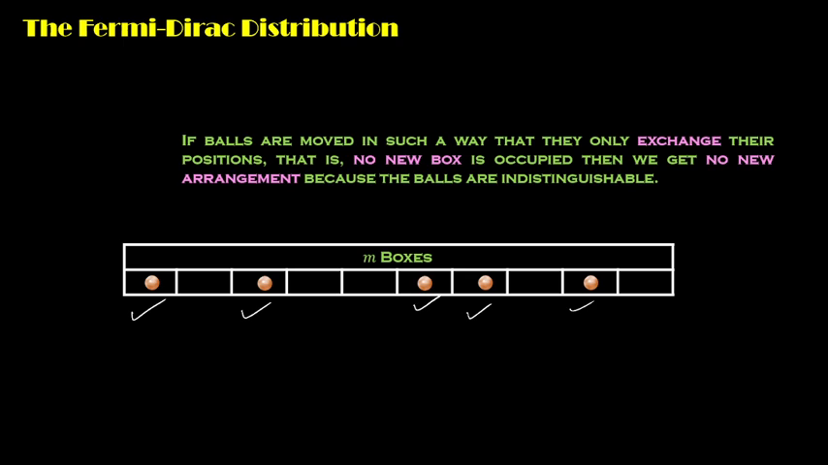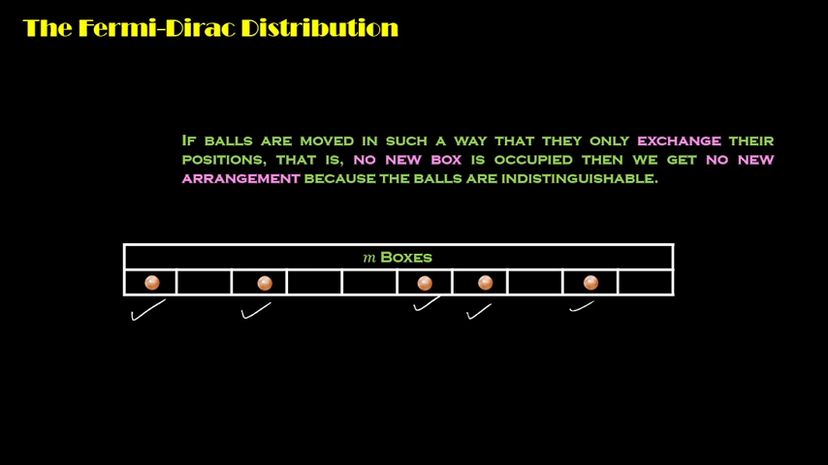Now if we move the balls from one box to another in such a way that there is only an exchange of position of balls, meaning a ball has been transferred from one occupied box to another occupied box, subject to the condition that only one ball is present in a box, we get no new arrangement. A new arrangement is obtained only when a ball from an occupied box is transferred to an unoccupied box.